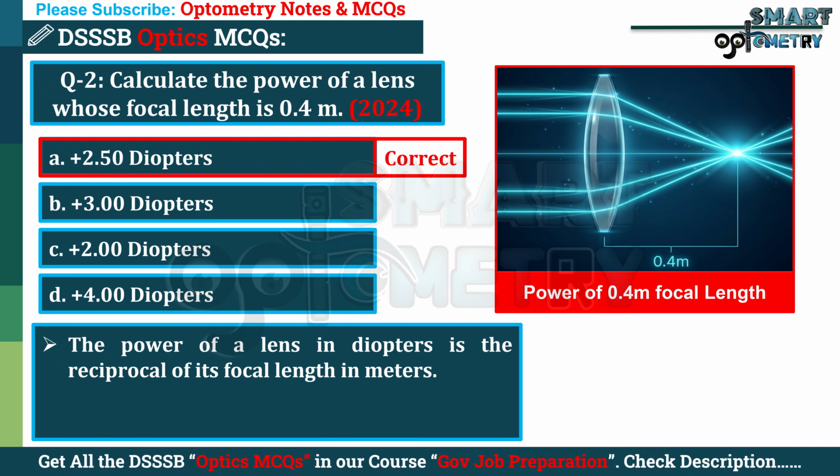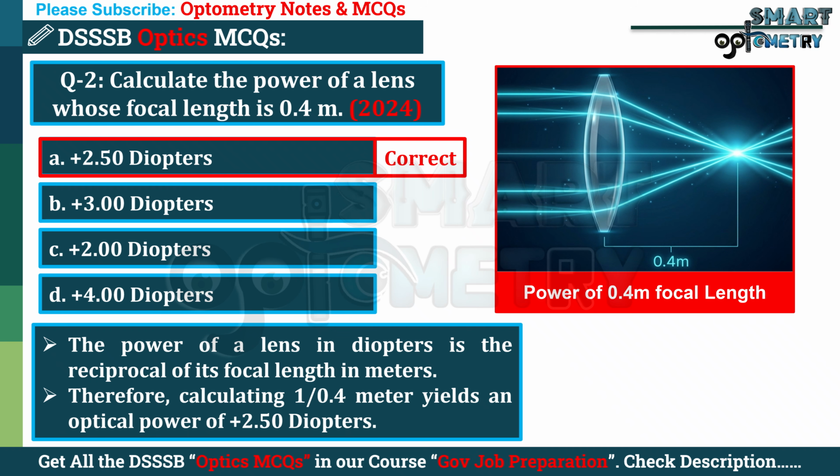Explanation: the power of a lens in diopters is the reciprocal of its focal length in meters. Therefore, calculating 1 divided by 0.4 meter gives an optical power of +2.5 diopters.